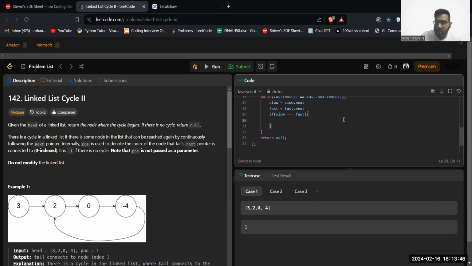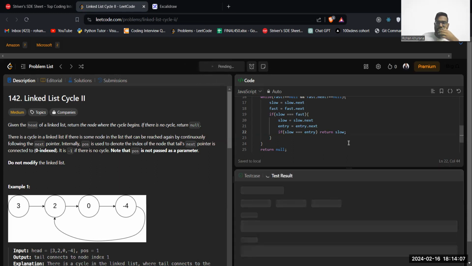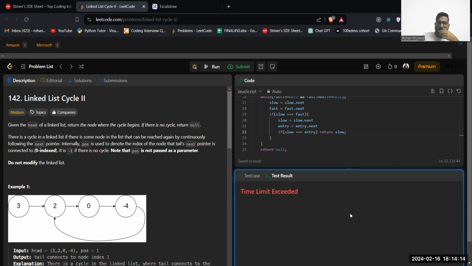But if slow is equal to fast, I'll say slow is equal to slow dot next, and entry is equal to entry dot next. If my slow is equal to entry, I have found my starting point, so I'll say return slow. Let's try to run this code. Okay, TLE, that means there is some problem.